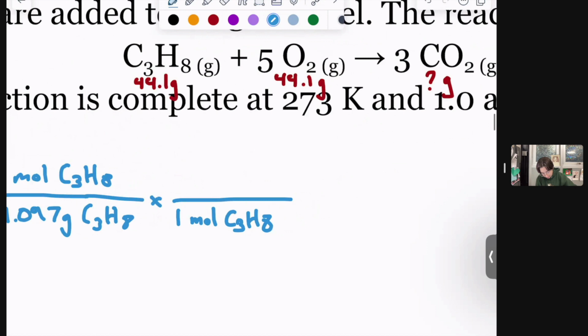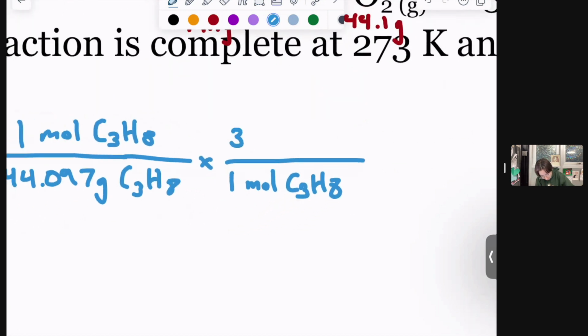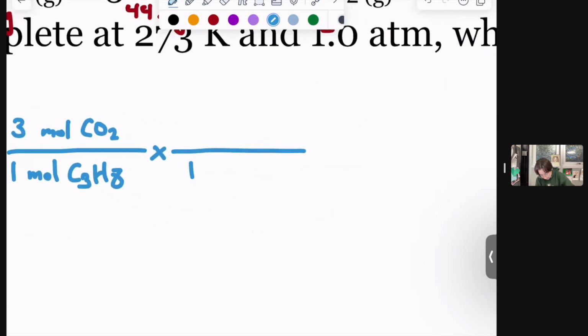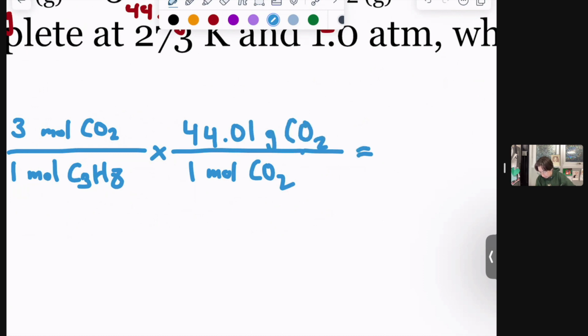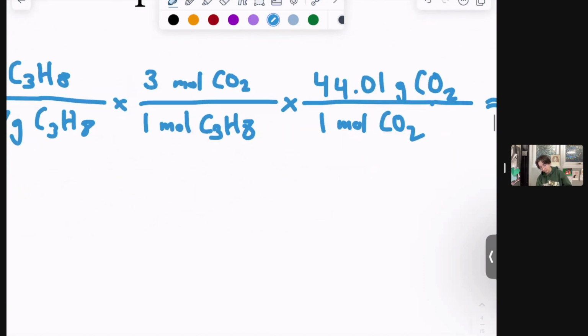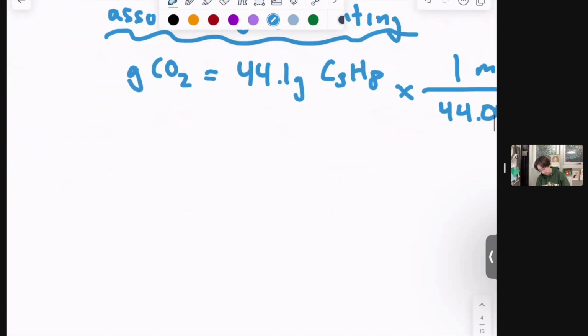To translate between my two substances, I'm going to use my mole to mole ratio from my balanced equation. Now I have moles of CO2 and the question asks for grams of CO2, so I can use my molar mass of CO2, which is this. Multiply all across, and if it was limited by my propane, I could make this much CO2. Okay, so that's one theoretical yield. Maybe I can make that much CO2.